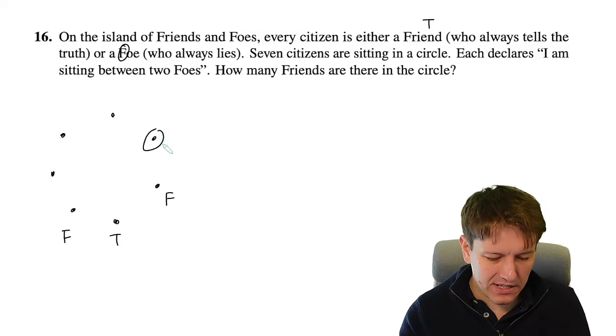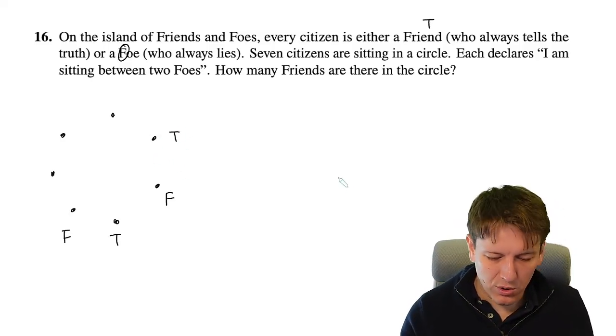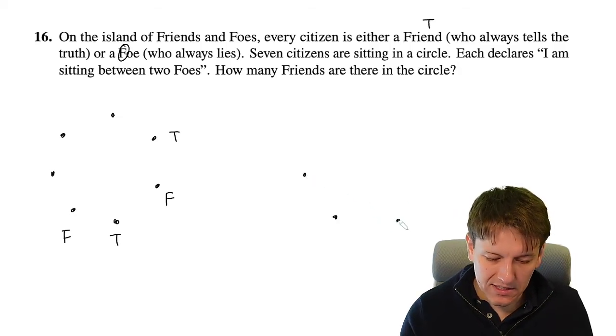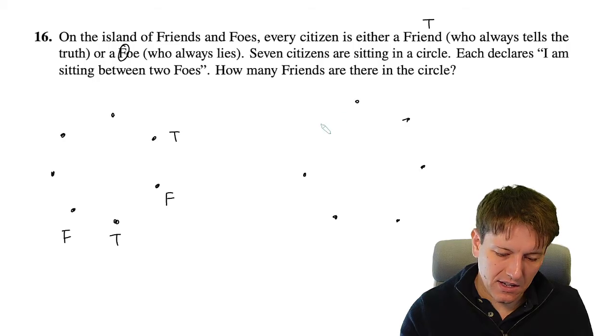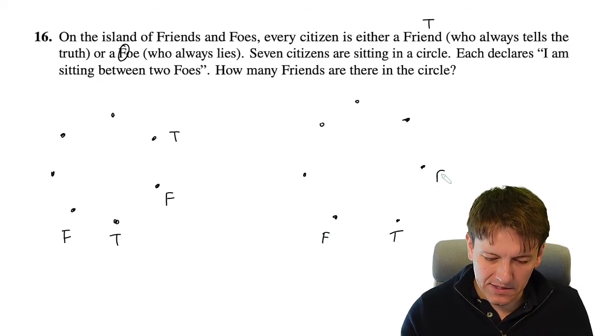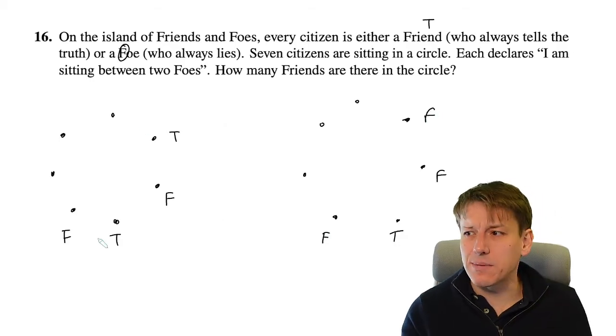Now if we consider the next person here, well, actually we don't know at this point whether they're telling the truth or not. So I've got 2 cases that I can consider here. Let's have this one drawn out separately. So I've got the same situation, but this next person is a foe. Now let's just think about the different possibilities.